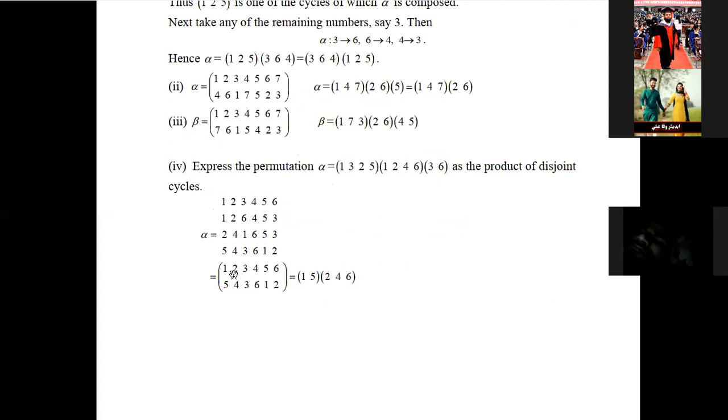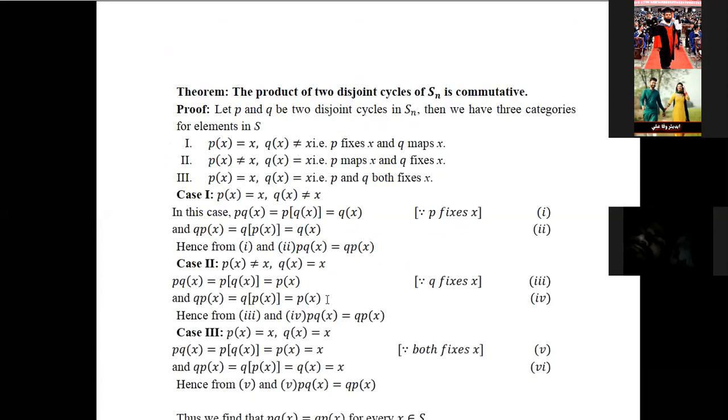Okay. The first row is the same, and the last row again you can write in cyclic form. 1 goes to 5, 5 goes to 1, one permutation, one cycle. 2 goes to 4, 4 goes to 6, 6 goes to 2, another. Now see here, both are disjoint.